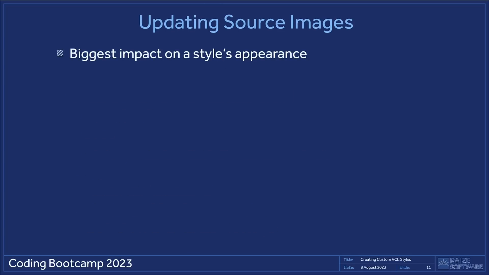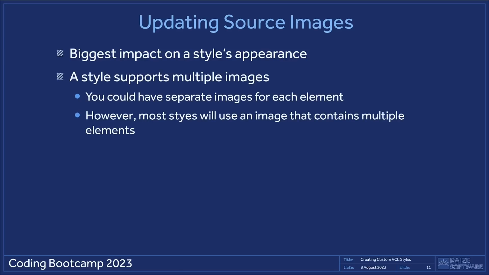The biggest impact you have with a style is in the source images that we create. These are the building blocks that make a style look like it does. So if we really want to change it, we're going to change those source images, and that will have a huge impact. What is neat is that multiple images can be loaded into a style, different source images, and in theory you could create an individual image for every control element that you would need, name it, and load it up into the style, but you're never going to do that.